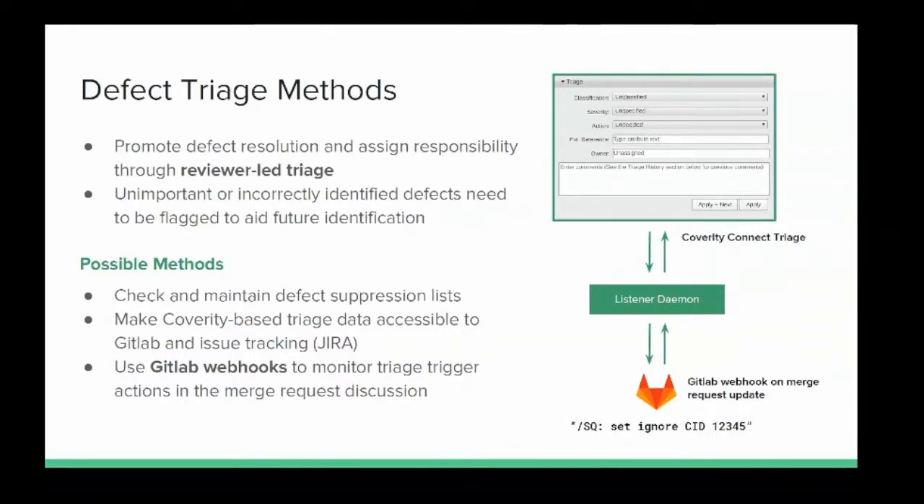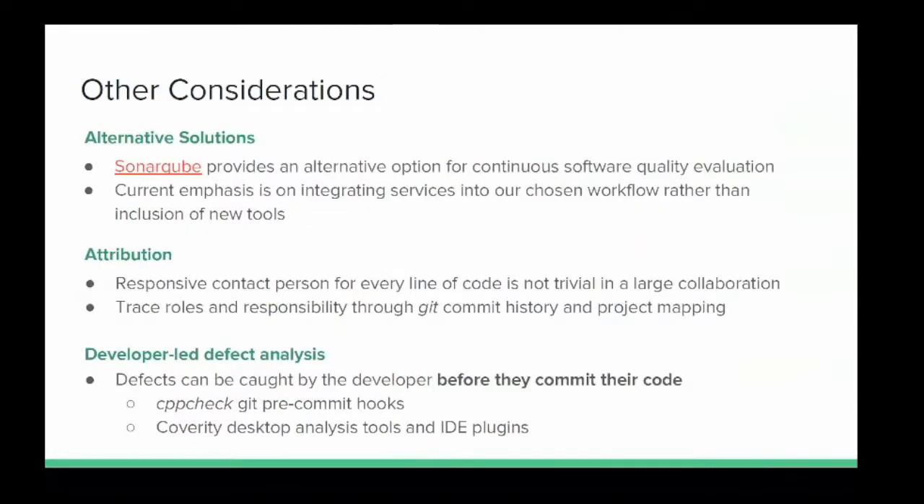So what you could do is use Coverity-based triage data. It is backed by a database that stores triage information, and you can just open this up. You could use, for example, GitLab webhooks, so you can have some sort of pseudo command written in the discussion panel. The webhook would pick this up, throw it to a listener daemon, and then there's an API connection to Coverity Connect, and this would then manipulate these fields, and you would store this on the database without any additional features in place. So yeah, there are many other things you can do on top of that.